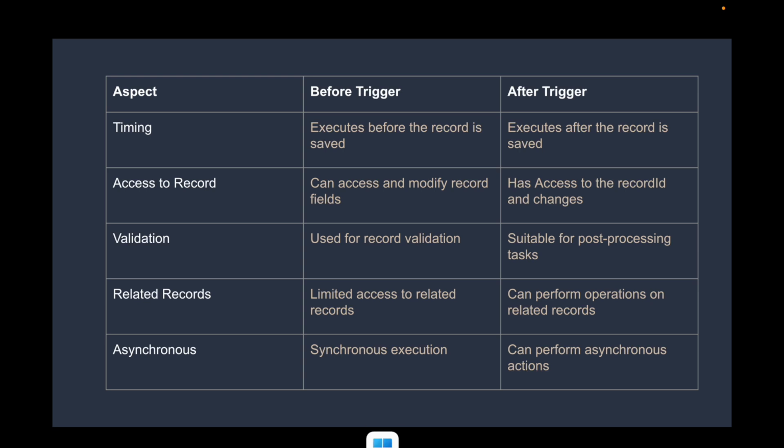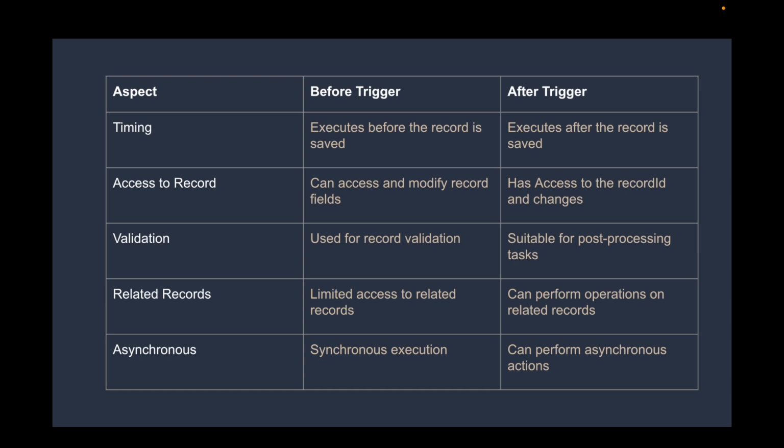Then in the case of validation, a before trigger is generally used for record validation, as we talked about in our previous scenario as well, such as validating whether the opportunity is being created in the correct time frame or not. These kinds of validation we can do in a before trigger. And an after trigger is suitable for post processing tasks, that is, after the opportunity has already been created, we can use it to create the new related account records.